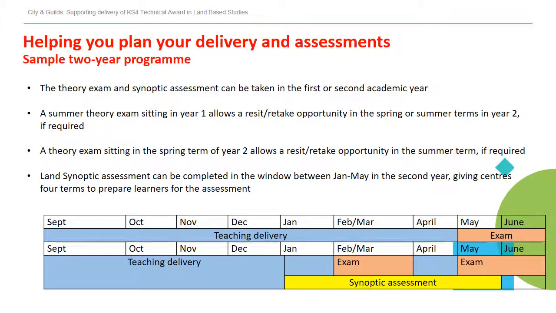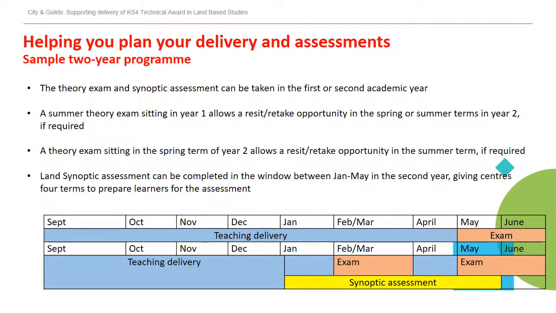So this slide looks at what a 2-year delivery programme could look like. It's a sample showing you how to plan your delivery over 2 years, and this is just a suggestion because each centre will have their own models and their own timetabling. In year 1, you could focus on the delivery of the syllabus, and maybe enter your learners for the May-June exam series at the end of year 1, so there's something to work towards for the whole of that academic year.